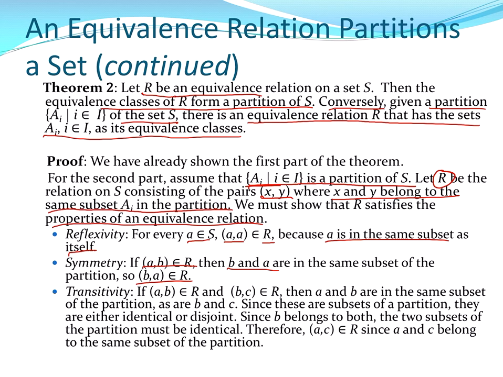And then transitivity. If (a, b) is in R and (b, c) is in R, a and b are in the same subset, and b and c are in a common subset. Since these are subsets of a partition, they're either identical or disjoint. b belongs to both subsets, so the two subsets from the partition must be identical. Therefore, (a, c) is in R, since they belong to the same subset of the partition.